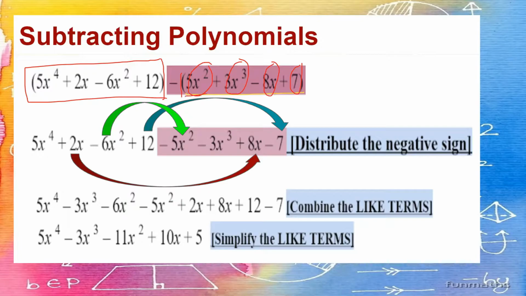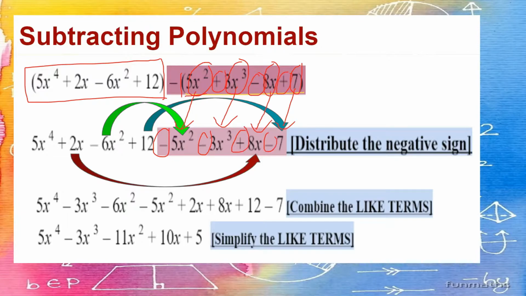So look, 5x squared comes down in here. 3x to the third comes down in here. 8x comes down in here. 7 comes down in here. But look how this was positive 5x squared, right? It becomes negative. And then this plus becomes negative. This negative, like minus, becomes plus. And this plus becomes negative.